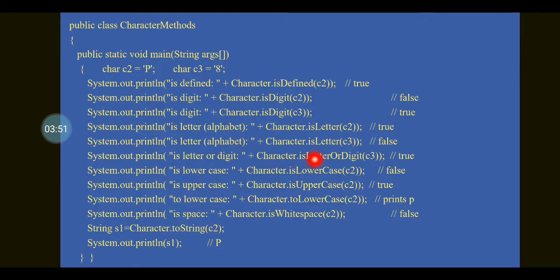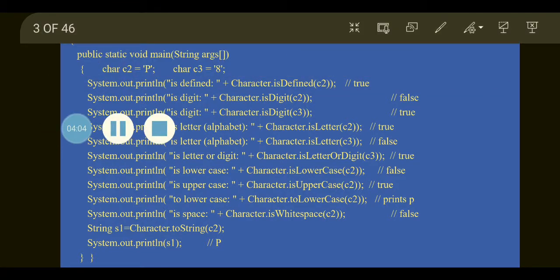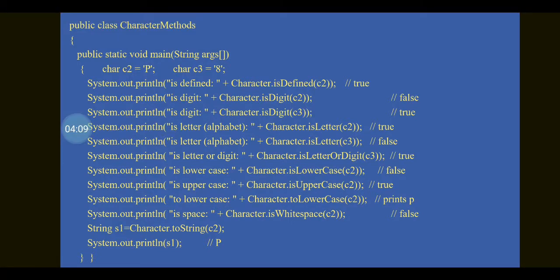Similarly, isLetterOrDigit() is the method to check whether the particular value stored is a digit or letter. If it is a letter, it will return true. If it is a digit, then also it will return true. The isLowerCase() method is used to check whether the given character is in lowercase or not. For isLowerCase(c2), c2 contains the letter in uppercase, so isLowerCase will return false as a result. And isUpperCase(c2) will return true because c2 contains a character value which is an uppercase letter.